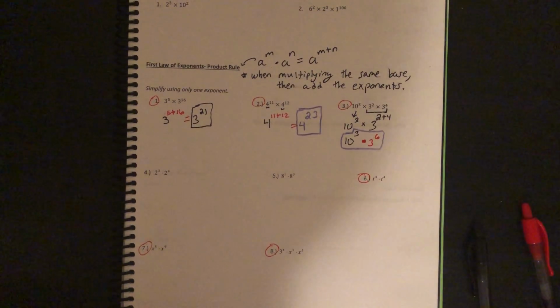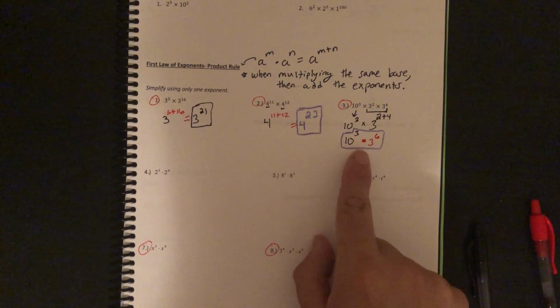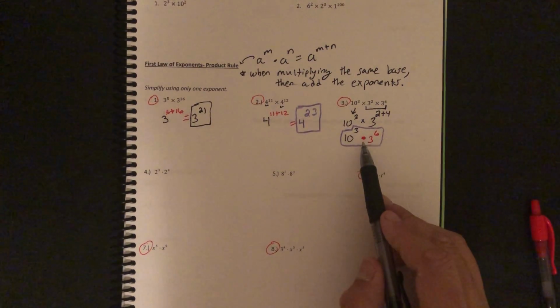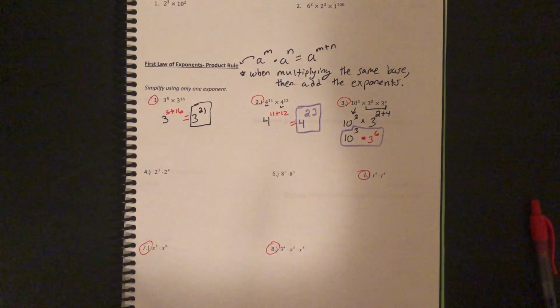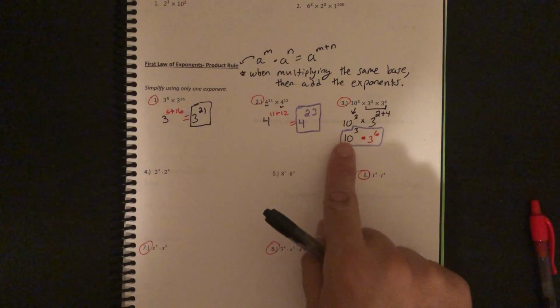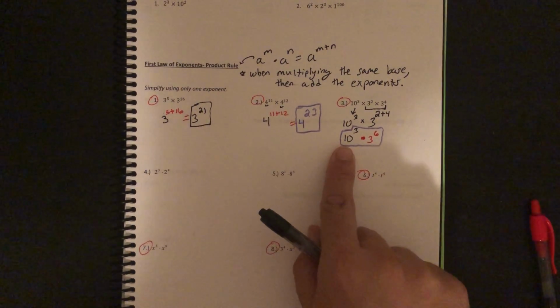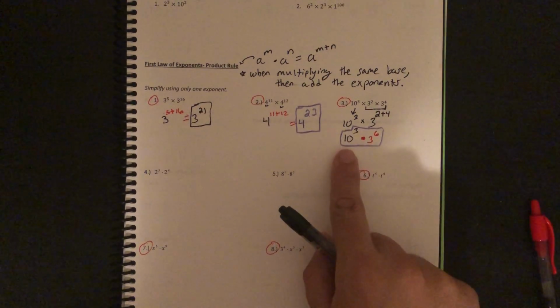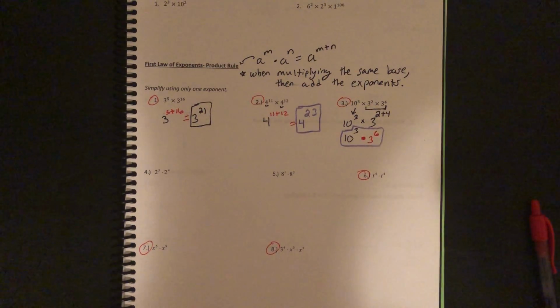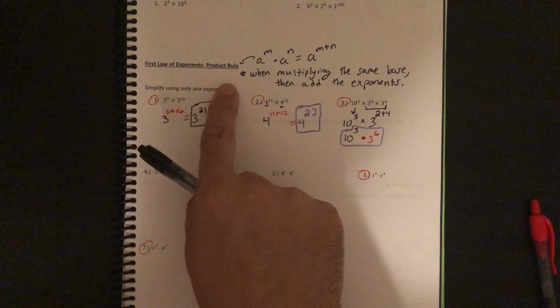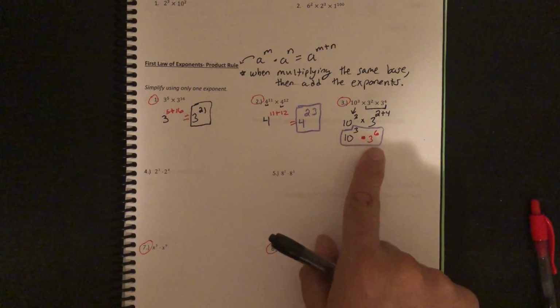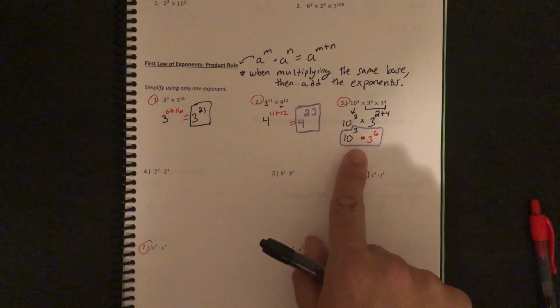Now, I know you're asking, well, Mr. Gomez, why can't we just combine these two and add the exponents? We are multiplying. Well, the problem is the base. This is a base of 10 and this is a base of 3. These do not have the same base. So if they don't have the same base, you can't use the product rule. The product rule only works if you have the same bottom number, the same base.